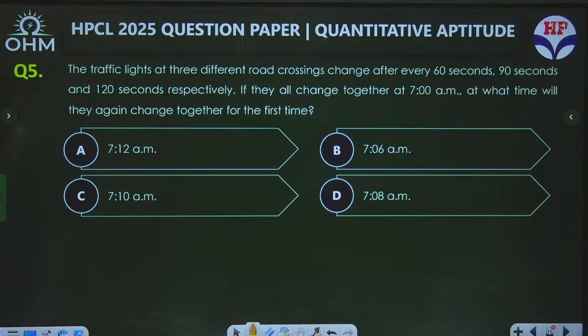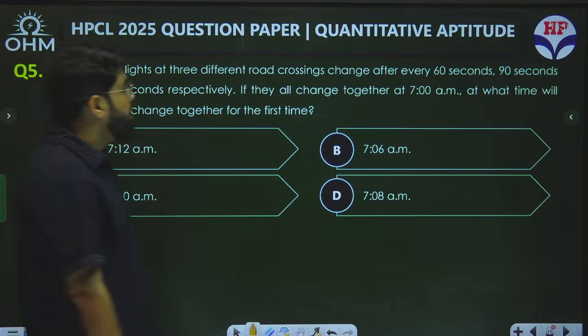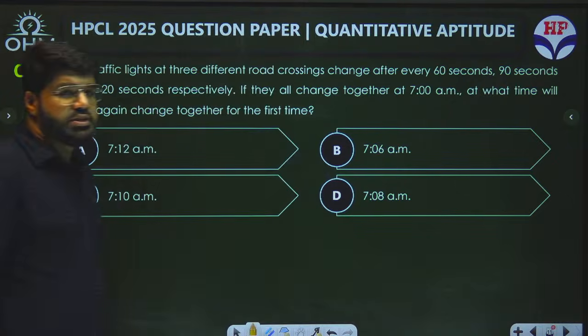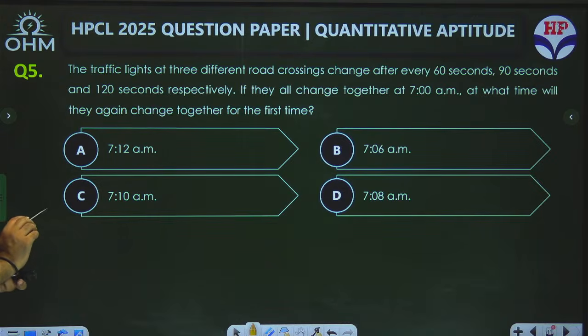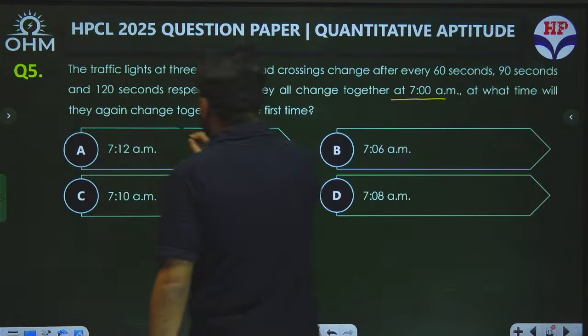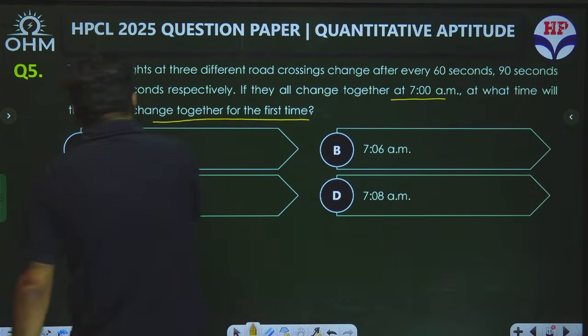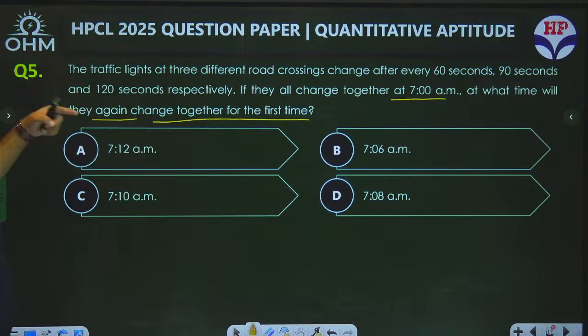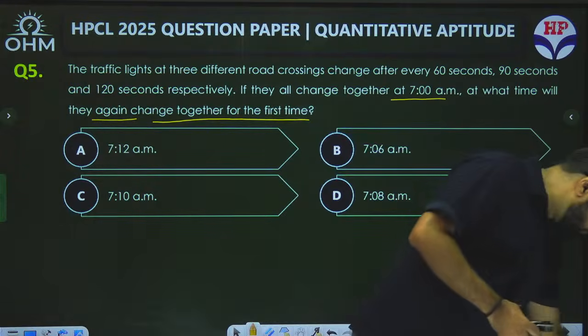Okay, next question. The traffic lights at 3 different road crossings change after every 60 seconds, 90 seconds and 120 seconds respectively. If they all change together at 7 a.m., at what time will they again change together for the first time? Now you see here, if they change together at 7 a.m., they will all change together for the first time again. But they come at different intervals, 60, 90, 120. So what is the concept here? What is going to be the simple concept here?